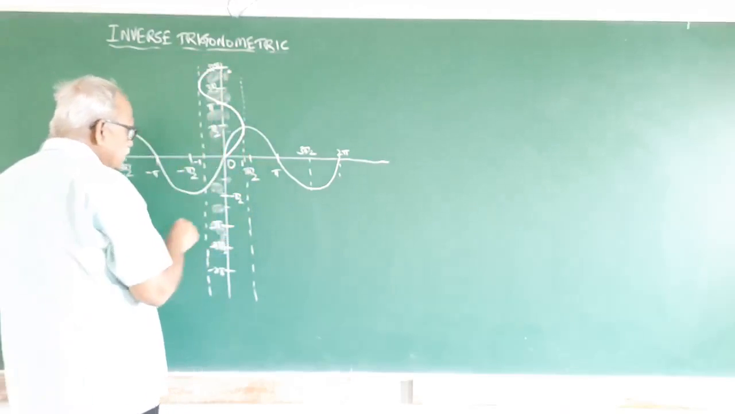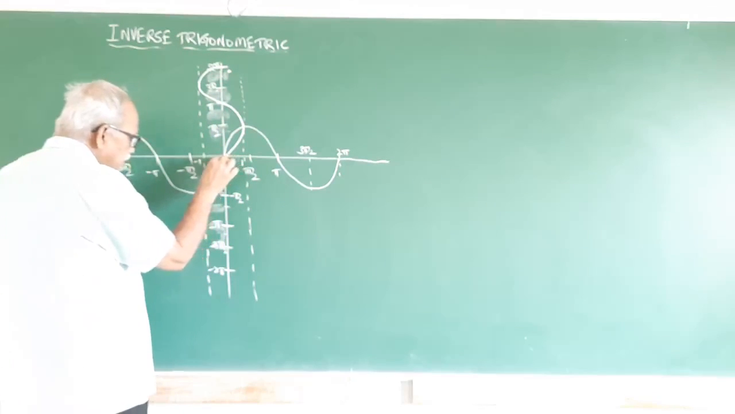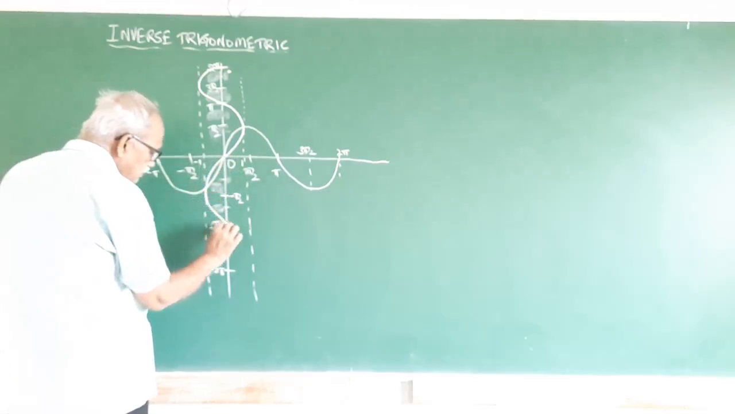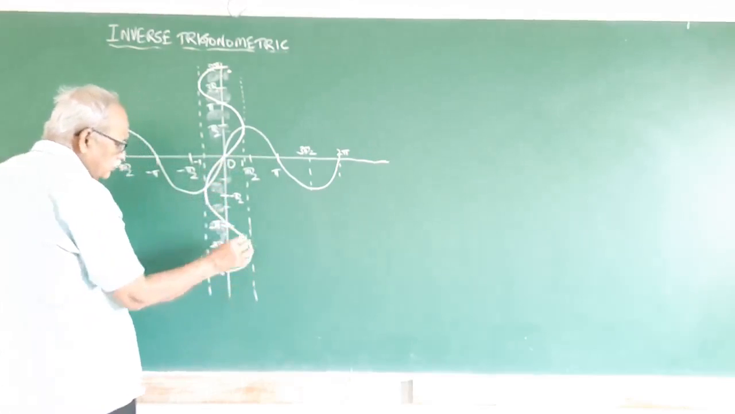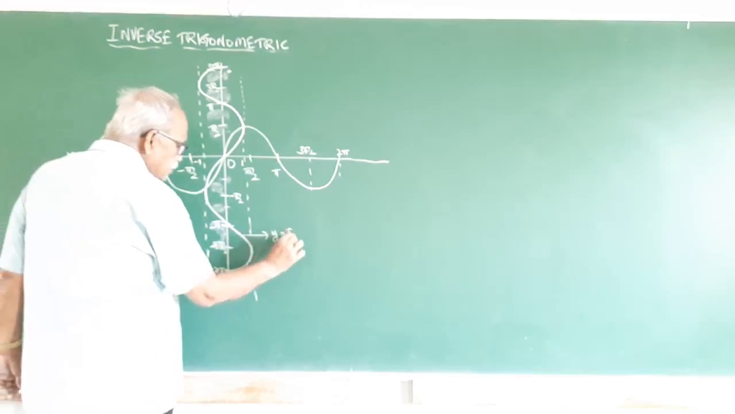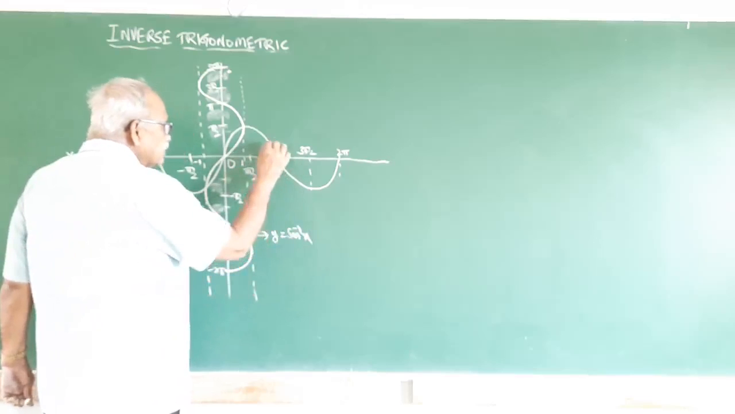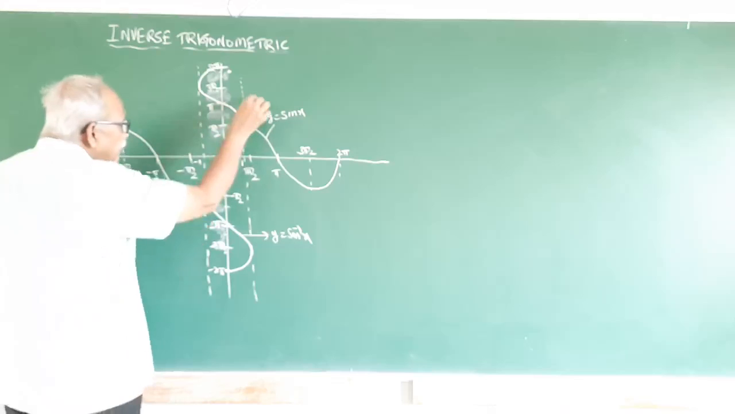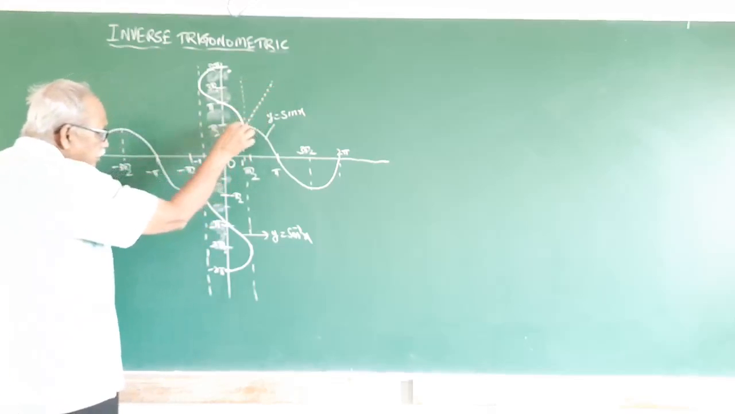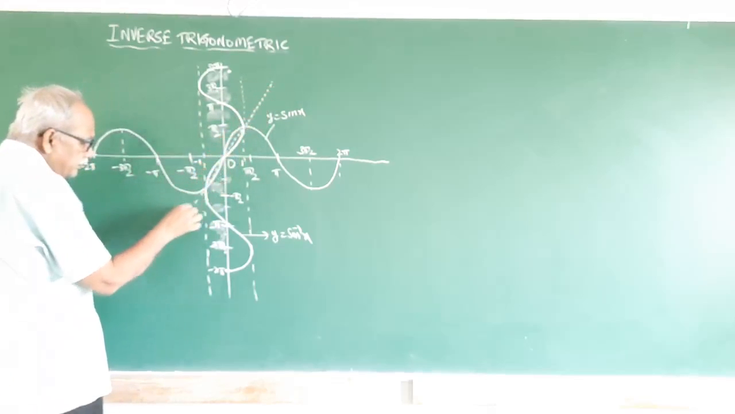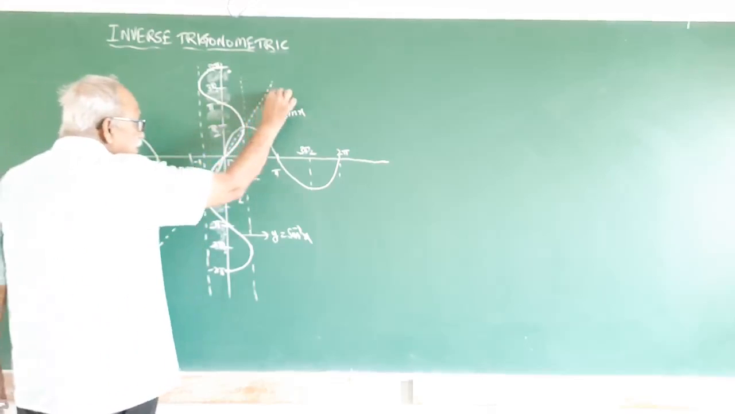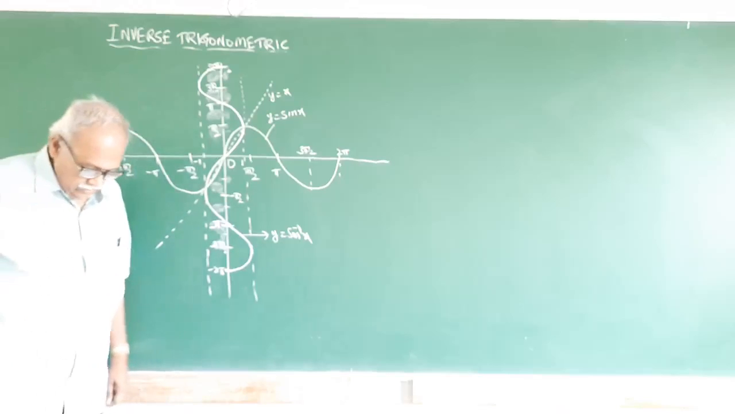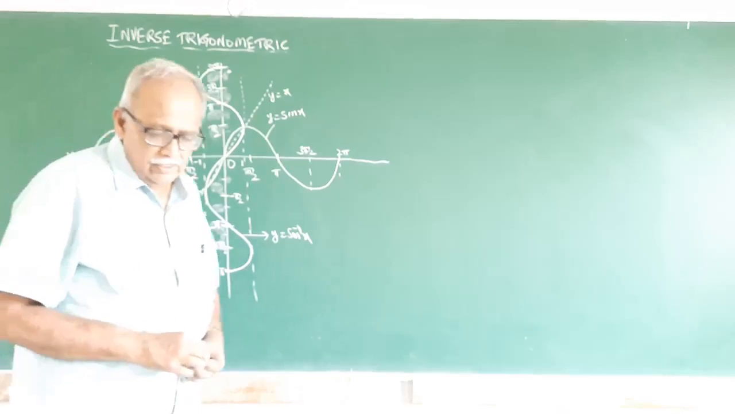It is like this, and here, this graph is y is equal to sine inverse of x, and y is equal to sine x. And this dotted line I am drawing is y is equal to x. Very important, this one.